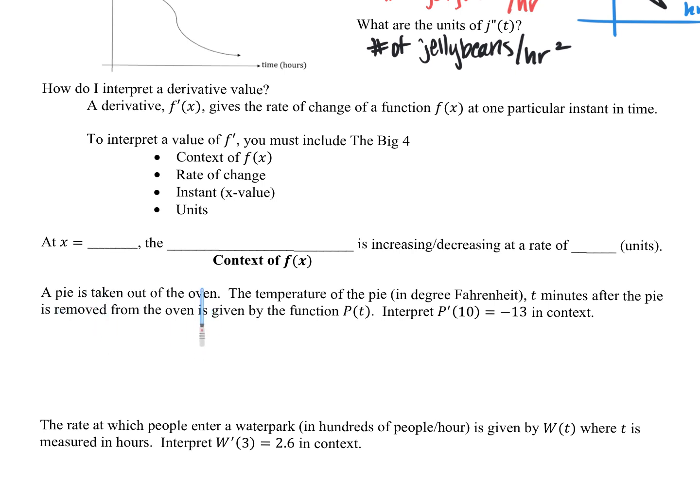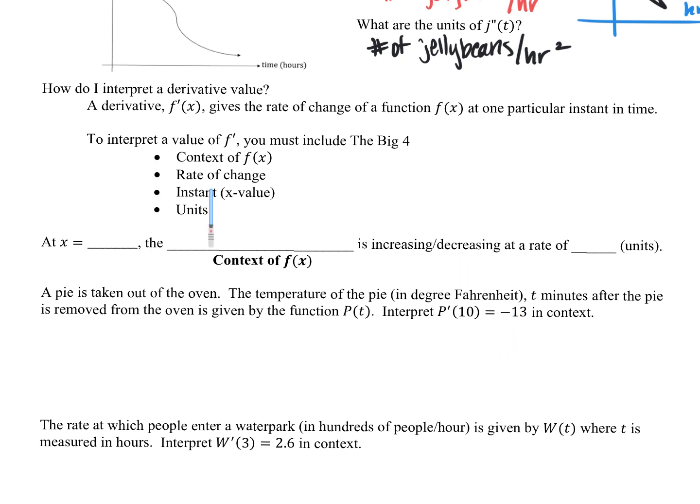So let's just look at this example, and then I'll talk about this. So it says a pie is taken out of the oven. We're taking our delicious pumpkin pie out of the oven. The temperature of that pie in degrees Fahrenheit, T minutes after the pie is removed from the oven, is given by P of T. Interpret P prime of 10 equals negative 13 in the context.